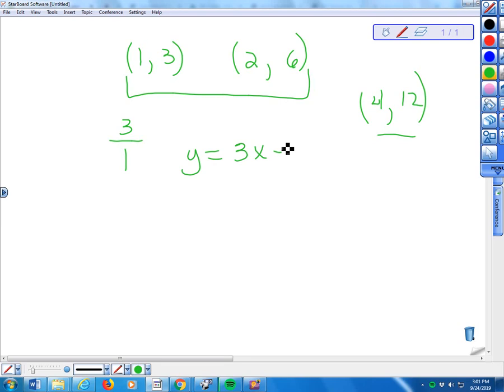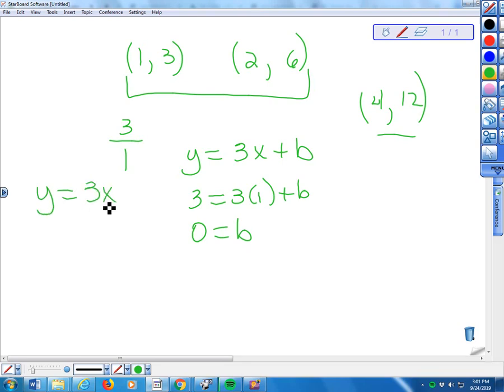So I know this much so far about my line. Now I'm going to pick either point, because both points are on this line, and I'm going to plug those in for x and y. So 3 equals 3 times 1 plus b. There's my x and y. Now I'm going to subtract 3. My b is 0. So the equation of this line is y equals 3x.